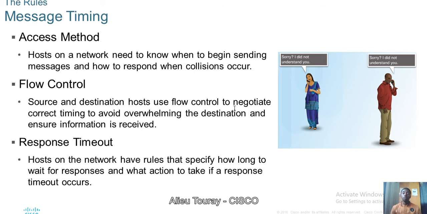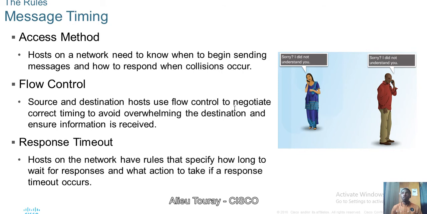Okay guys, so we have message timing: we have access method, flow control, and timeout. The access method is, you will need to know if your recipient is available before you make that call, or before you communicate. Before you send a letter, you must make sure that your recipient is available and able to receive. That is access method.